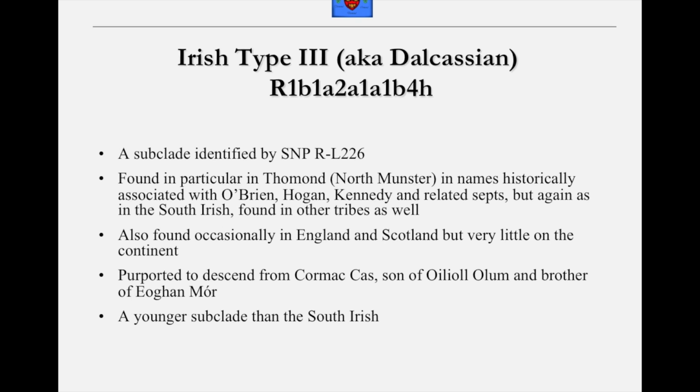Now, in the mythology or the ancient legends, Cormac Cas was a son of Ailill Olum and a brother of Owen More. But certainly from the DNA, that is totally impossible. They could not be related, because this one and the previous one, Irish type 2, are unrelated, going back 3,000 years or perhaps more. But Z226 is quite a young subclade. I think Elizabeth will talk a bit about the ages later on.